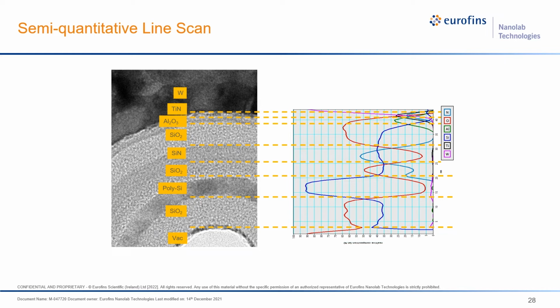And here is tungsten. So now you can combine all of this data together, the previous cross-section images, the cross-section color maps, the plan view TEM images, color maps, and quantitative line scan. So you will have a thorough 3-dimensional understanding of the dimension and elemental distribution of this 3D NAND structure.